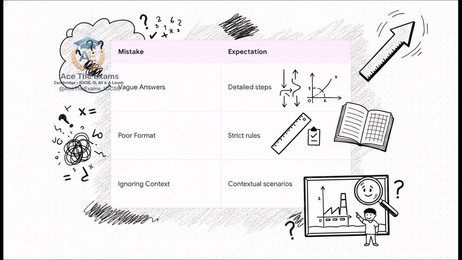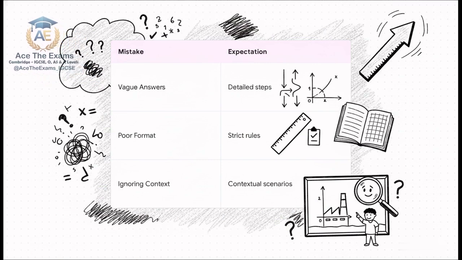Mistake 2, poor formatting. The expectation here is total adherence to strict mathematical conventions, clear notation like we talked about earlier. And mistake 3, ignoring context. You have to tie your final answer back to the actual scenario. If you can safeguard yourself against these 3 specific mistakes, your mark potential is going to skyrocket.